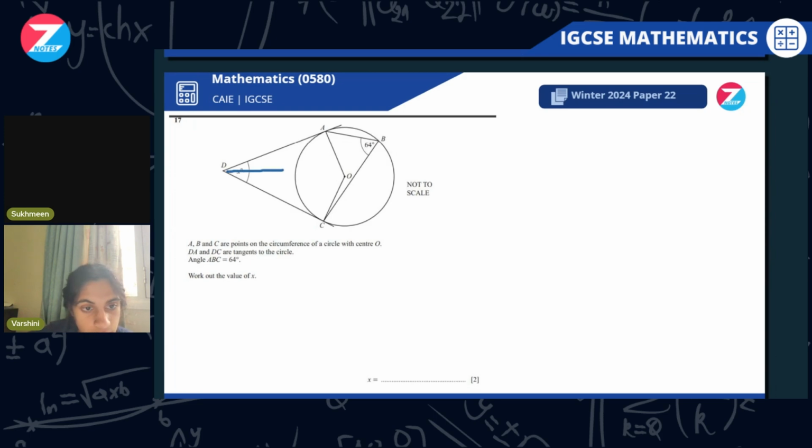Okay, so first of all, we want to find this angle, and we also know that this over here is going to be a triangle, and it will be a right angle triangle because the angle between a tangent and the radius at the same point will be a right angle. It's 90 degrees. So that means this is a right angle triangle.